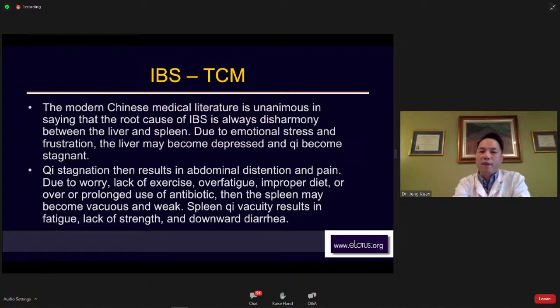We all know that antibiotics basically kill all the bacteria, the good and bad ones. So that is something that we usually check with patients to make sure they're not overtaking antibiotics. Frequently, we'll tell them if it's not necessary, try natural options through food therapy or herbal therapy, so they don't depend on those medications. Spleen qi deficiency can result in fatigue, lack of strength, and downward diarrhea.